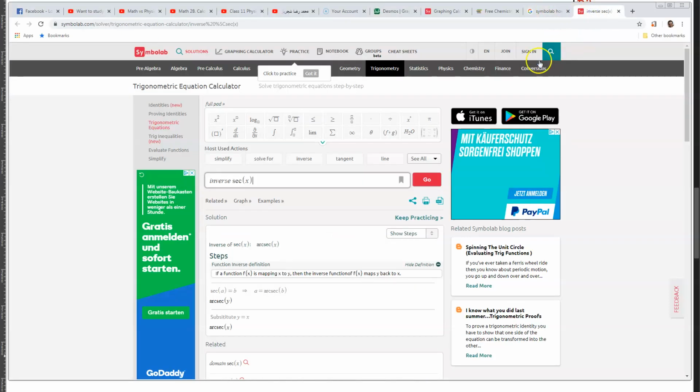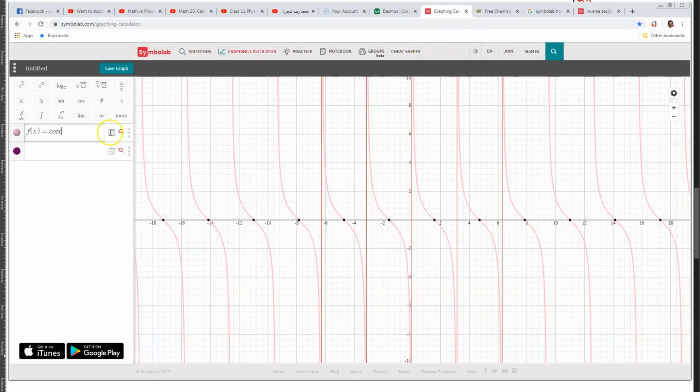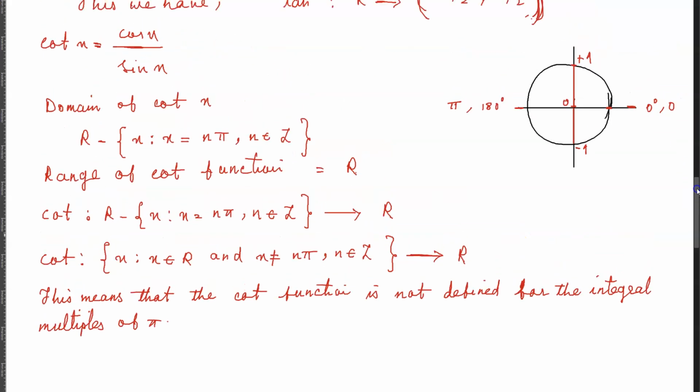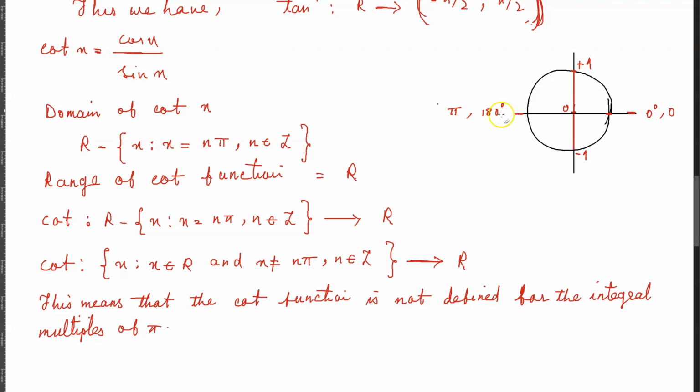Okay, so now about the cot inverse function. We said that the domain of the cot function is such that, since the cot function is nothing but cos function by sine function, and the sine function is 0 at the integral multiples of pi, we have to take those values out of the domain of the cot function. So we can write the domain of the cot function as all x such that x belongs to R and x is not equal to n pi, where n belongs to the set of integers.